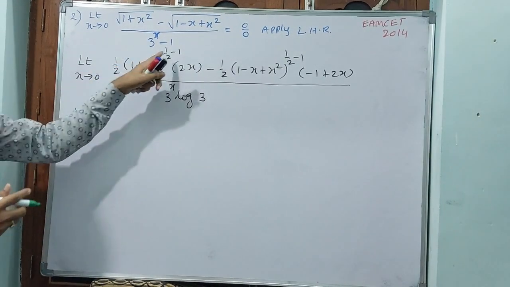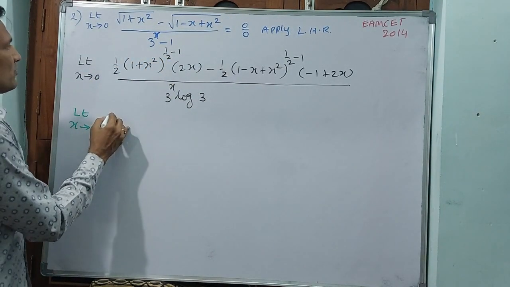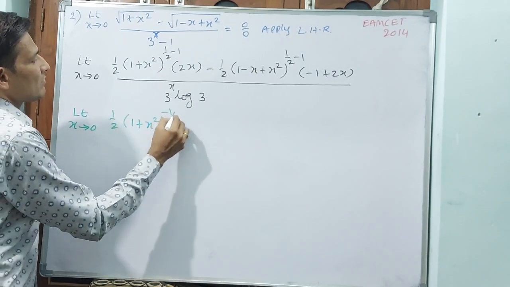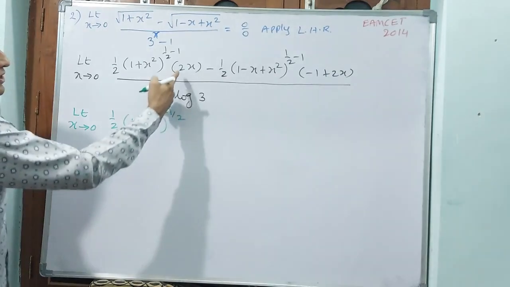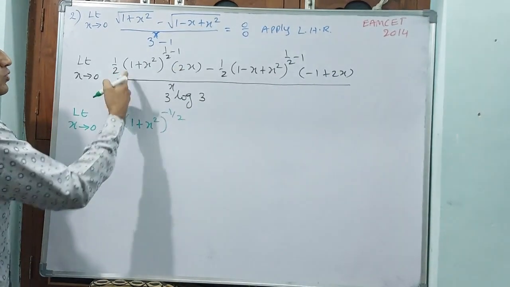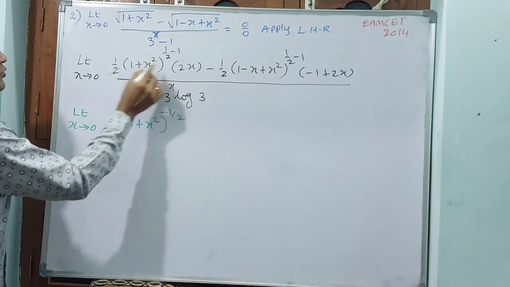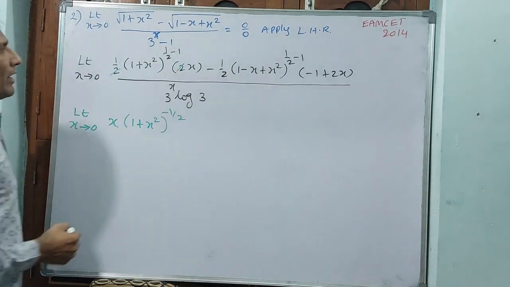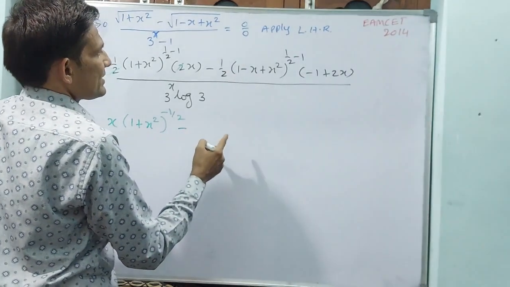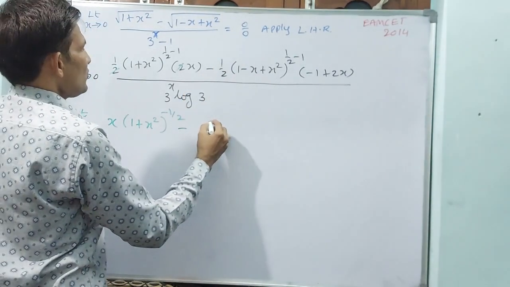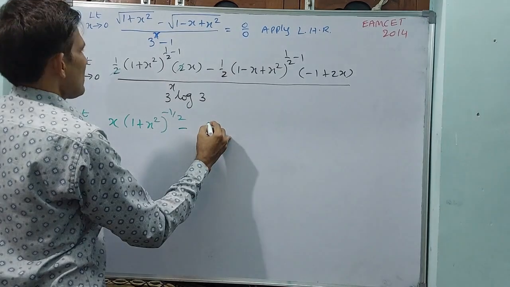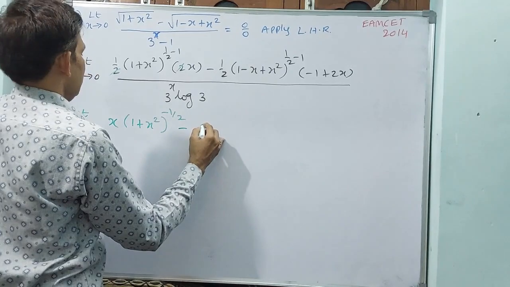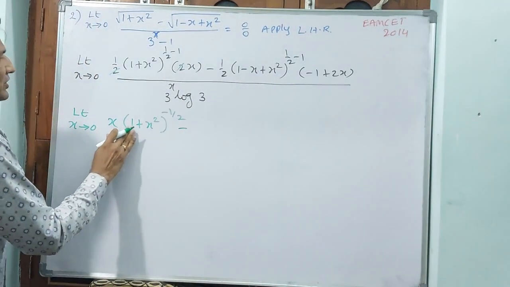Okay, you see, minus 1 by 2. 1 by 2 minus 1 by 2, 1 plus x square minus 1 by 2. See, into 2x is there. Shall I make 2 to x? This 2 is going to get cancelled out, x will be there. Minus, this is going to become, you see, 2x plus 1. Shall I write this like this?